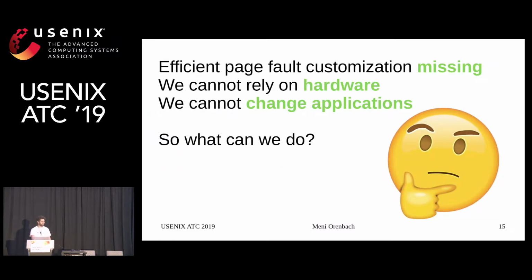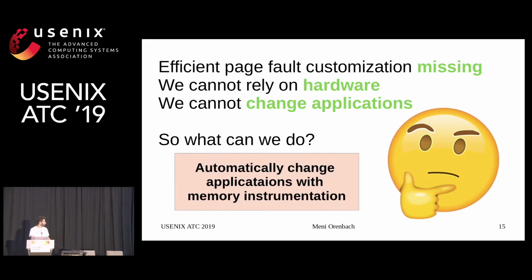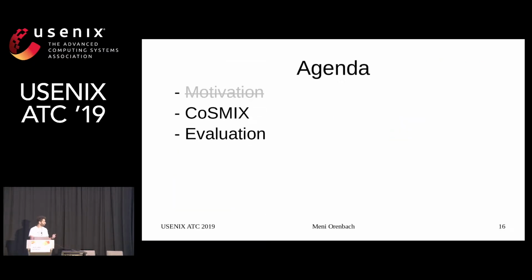So to recap, applications need efficient page fault handling support, yet we can't rely on the current hardware. So what can we do? Well, we can automatically change our applications by instrumenting their memory accesses. And this is exactly CoSMIX that I'll show next.